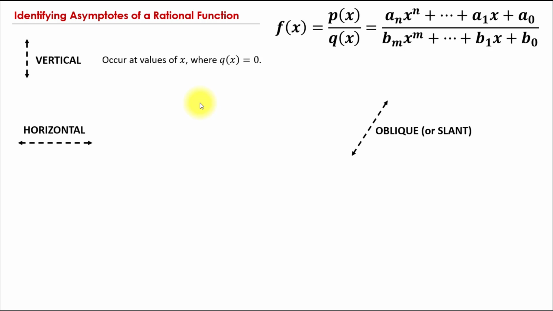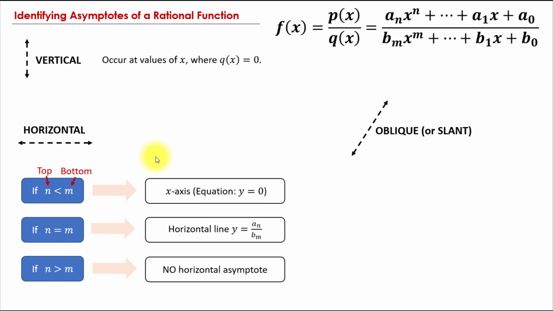Vertical asymptotes occur at values of x that make the denominator equal 0. To identify a horizontal asymptote, we need to choose the appropriate case. If the degree of the numerator is less than the degree of the denominator, then the horizontal asymptote will be the x-axis. If degrees are the same, then the horizontal asymptote will be a line defined by the equation y equals a sub n over b sub m, which represent the leading coefficients. And if the degree on the top is greater than the degree on the bottom, then the graph will not have a horizontal asymptote.